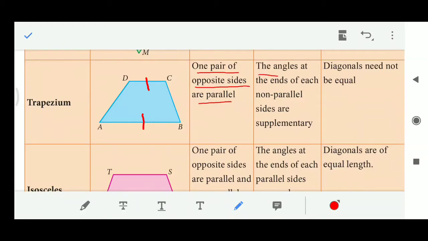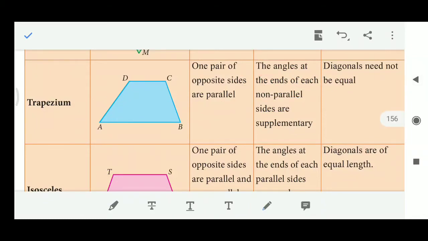Then the angles at the ends of each non-parallel side are supplementary. That means angle A and D, if you add these two, you will get 180. Diagonals need not be equal.